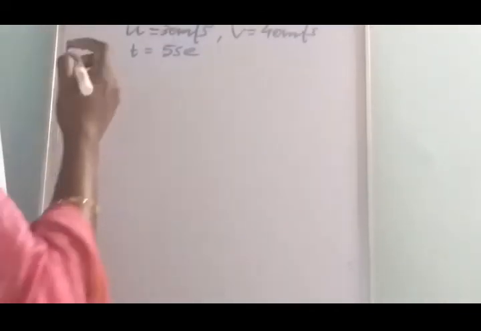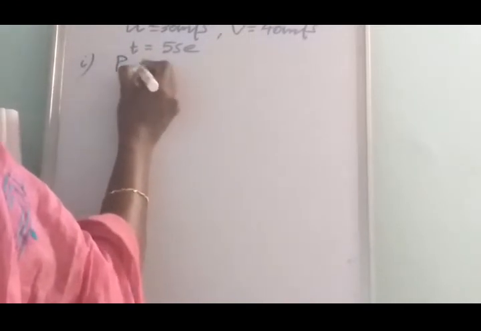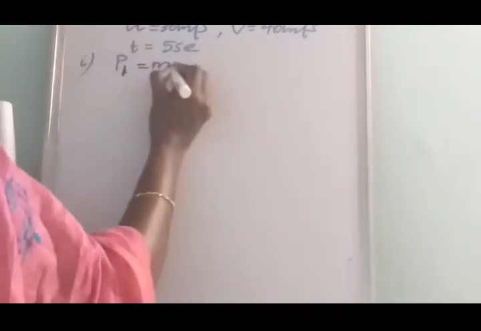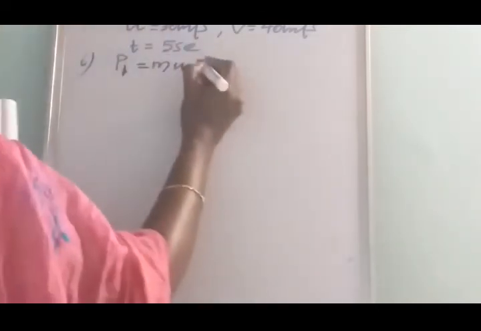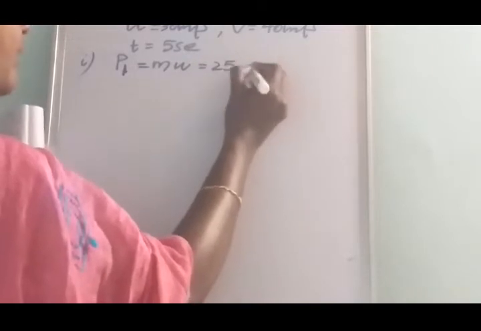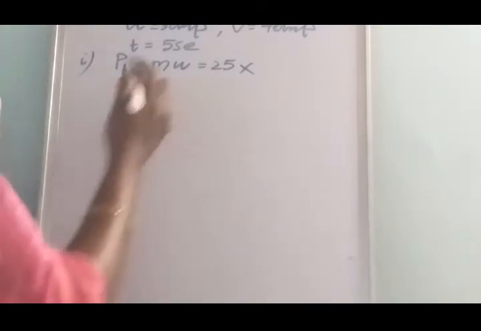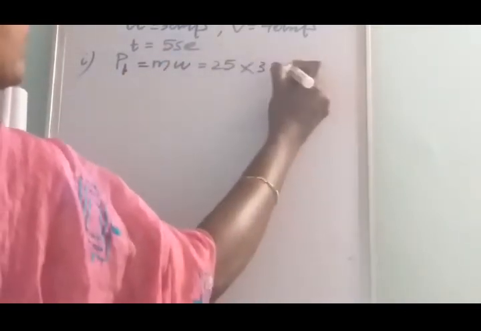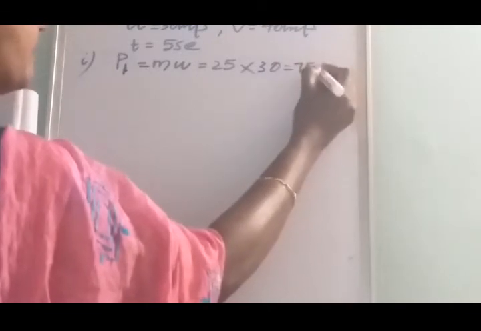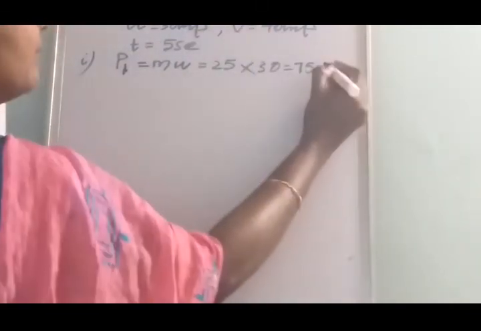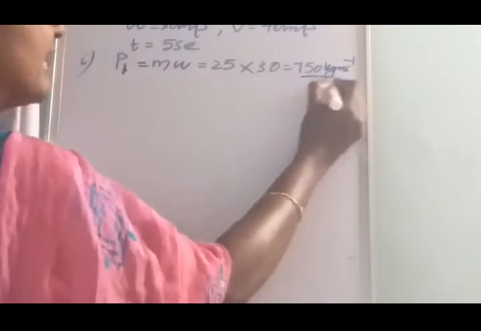Let's calculate the initial momentum. Here the initial momentum is represented as P1. Initial momentum is mass into initial velocity, mu. So it is mass 25 into the initial velocity 30 meter per second. So we will get 750. What is the unit of momentum? Kilogram meter second raised to minus 1. So the initial momentum is 750 kilogram meter second raised to minus 1.